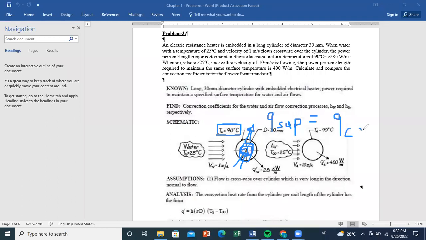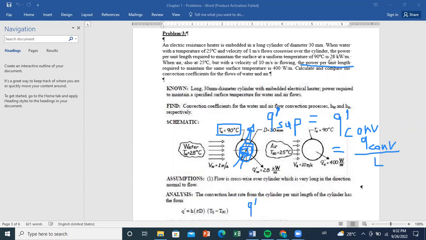Now, since they gave us the power per unit length, we can do all analysis per unit length. So you can say that Q prime, which is the value of supplied power per unit length, is equal to Q prime of convection. And Q prime of convection is Q convection per unit length, so over the length of our cylinder. We know the formula for convective heat transfer. So let us start with the flow of water.